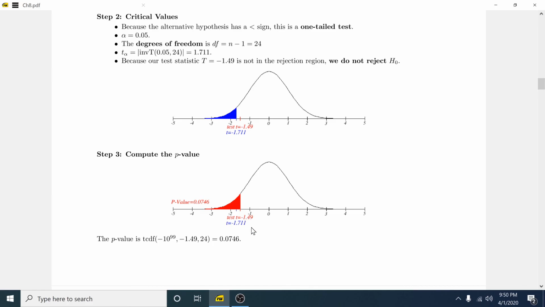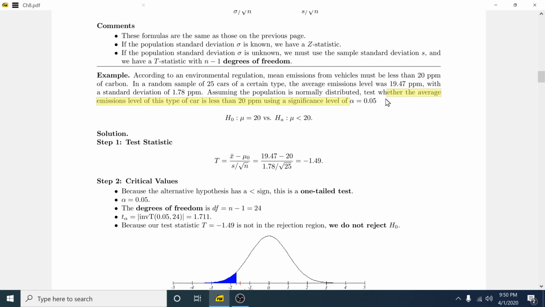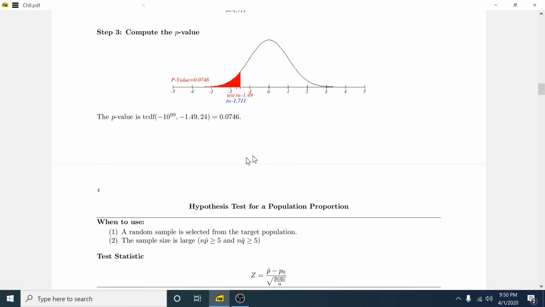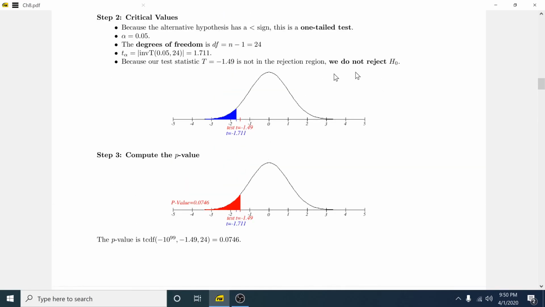Earlier, we talked about how when the test statistic is less than alpha, you reject H0. When it's greater than alpha, you do not reject H0. Notice in this problem, alpha is 0.05, and this test statistic is greater than 0.05. And so again, we do not reject H0 in this problem.